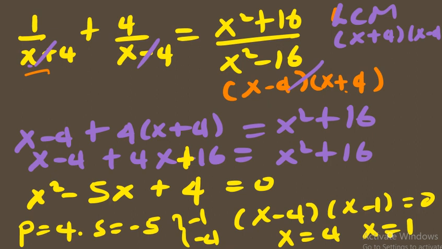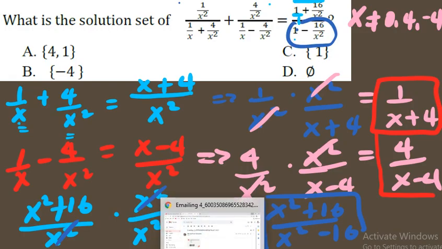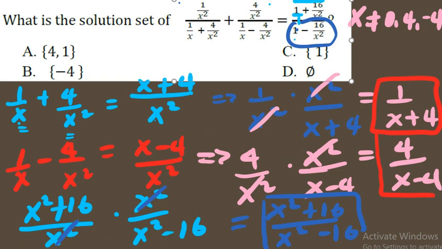But in our restriction, in the domain, we said x must be different from 0, 4, and negative 4. So 4 doesn't work as an answer. We cannot take 4 as an answer. This will be eliminated. So the answer must be x is equal to 1, which is found at C.